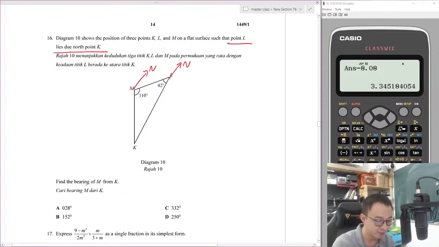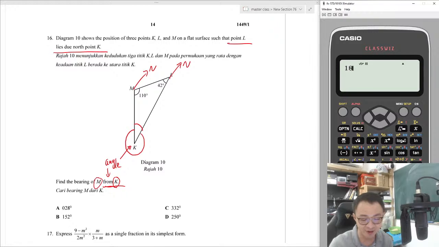Okay, so bearing of M from K. In order to find the bearing of M from K, the angle must be at K here. So I start from the north of K, rotate clockwise until I touch the line KM. Okay, north will be here, rotate clockwise until I touch the line KM. I stop. So this is the angle I'm trying to find.